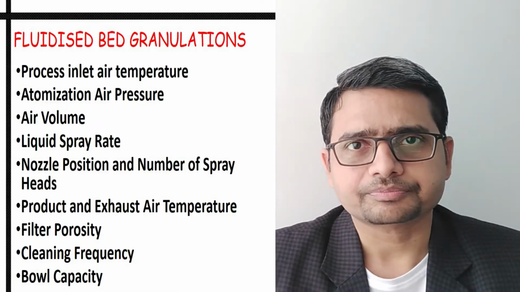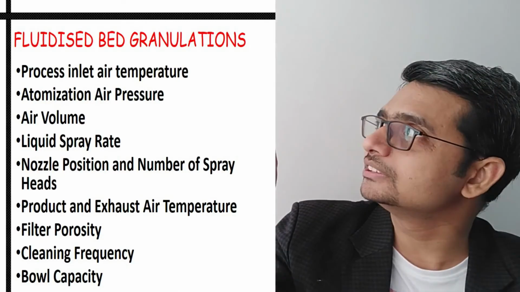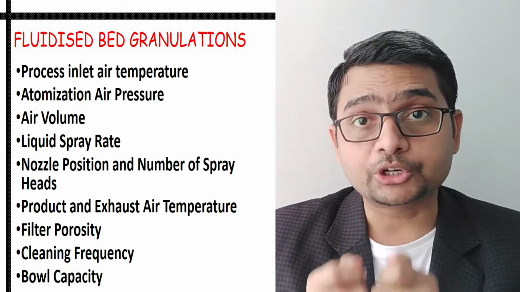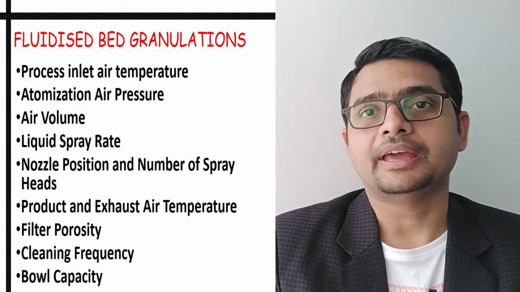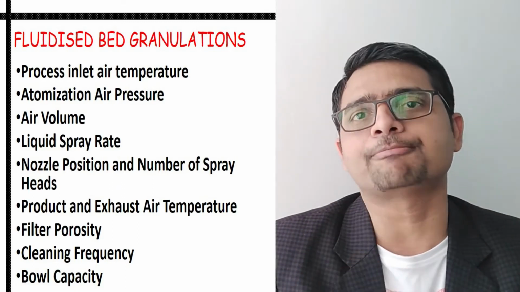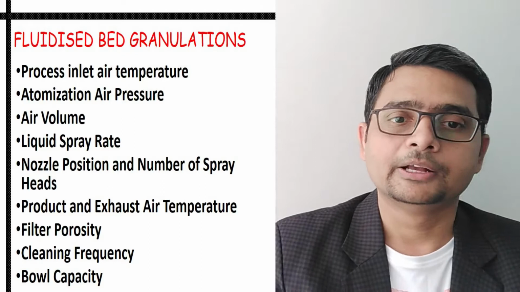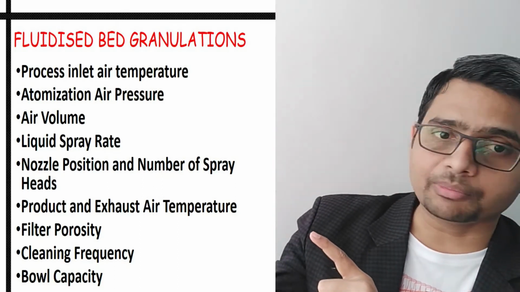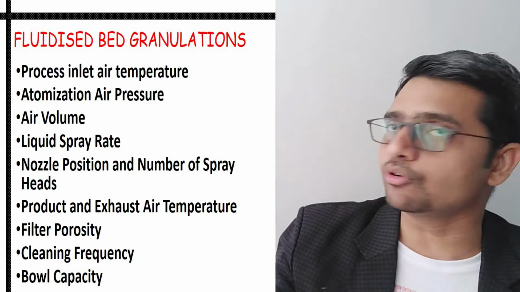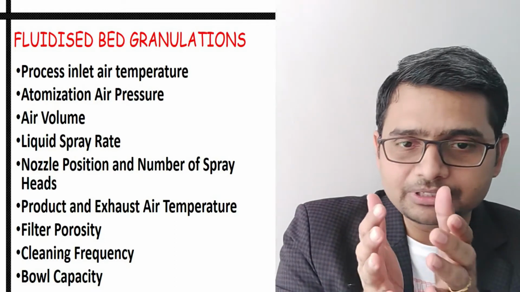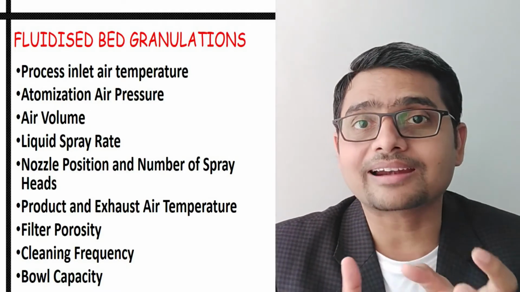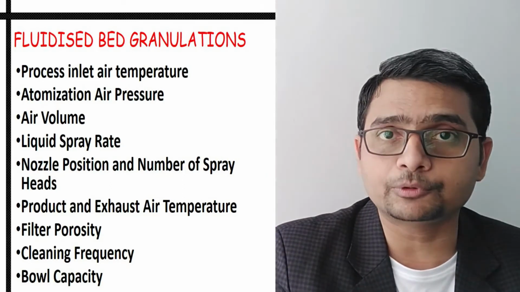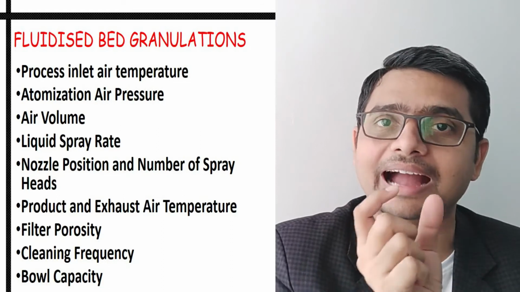Then, suppose we have taken the concept of fluid bed granulation process, we need to think about controlling different points. As you can see on the screen, there are a number of points we need to focus on. One by one: the process inlet air temperature, second, atomization air pressure, third, air volume, and liquid spray rate. These are all factors under consideration. That means we have to continuously monitor and think about their working identification.